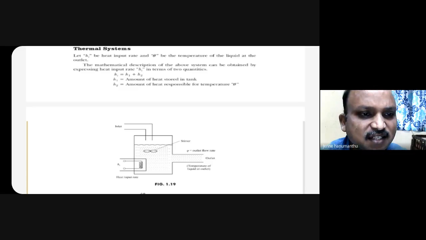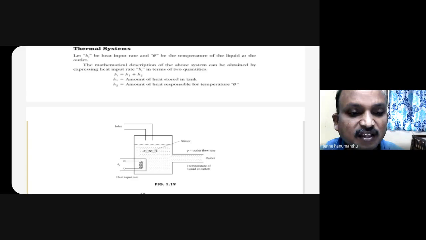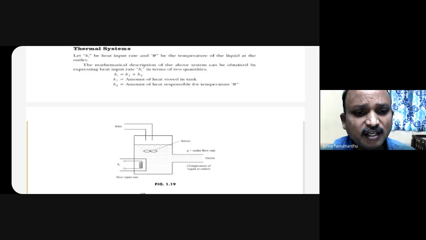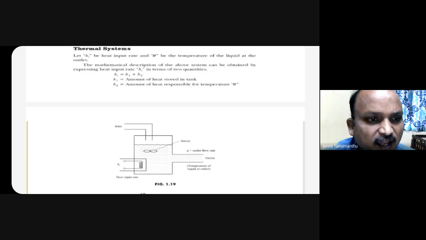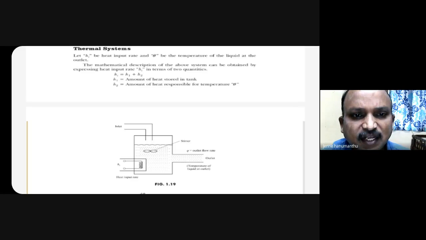Here the tank has an inlet and outlet, and we are representing it like this. Let HI be the heat input rate, and theta be the temperature of the liquid at the outlet. We are assuming the heat input rate is HI and the outlet tank temperature is theta.